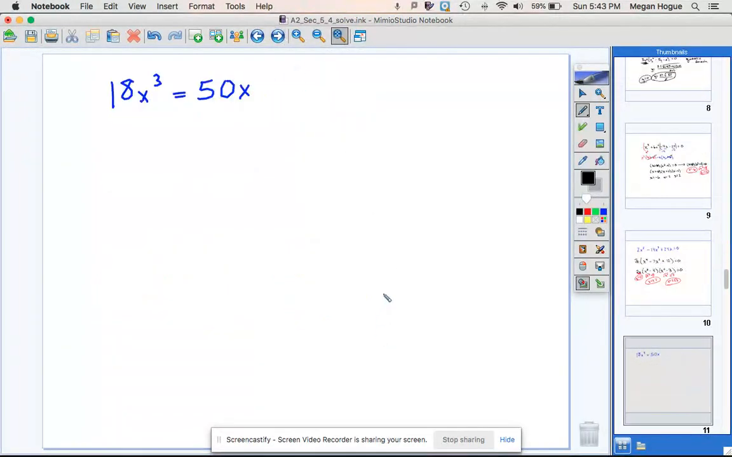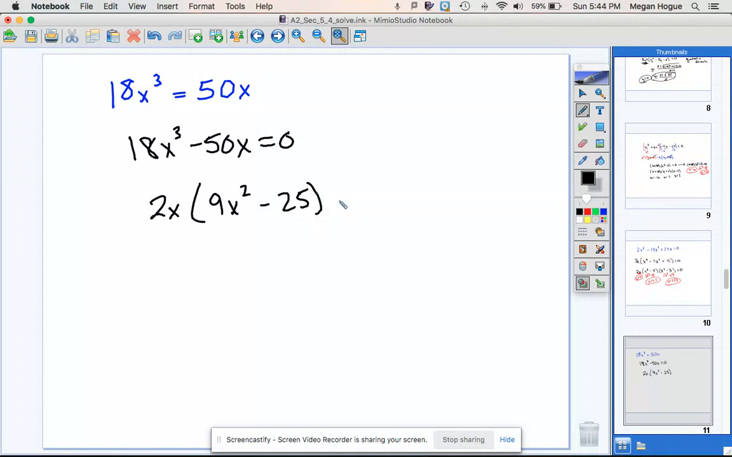Okay, next one. 18x cubed equals 50x. Remember, don't divide right here. This is when a lot of people see this and they think GCF right away, but you've got to get it equal to 0 first. So I'm going to subtract that 50x over. Then I'm going to say, oh, there's a GCF. 2 goes into both, as well as x. Saw it that time. So 9x squared minus 25.